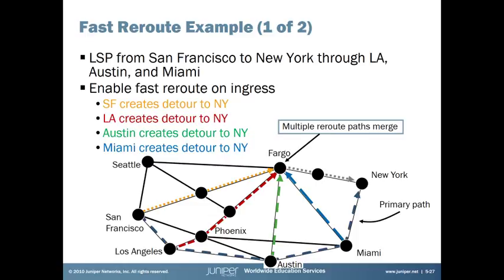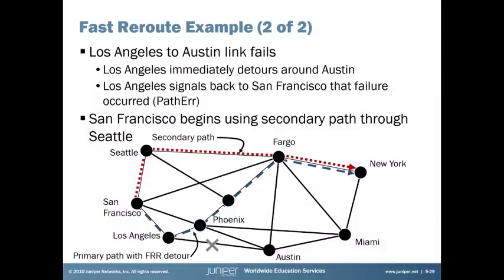The forwarding plane will, the instant a failure is detected, immediately switch over to the pre-calculated detour, which is the reroute path, and traffic will then be routed through to the egress via the reroute path. So what we achieve is instant reroute, and we avoid packet loss.